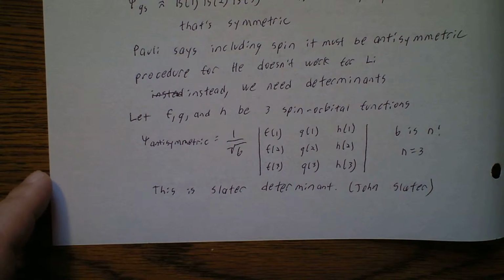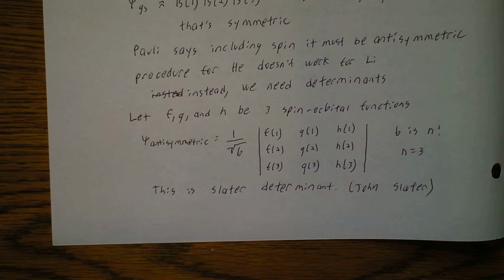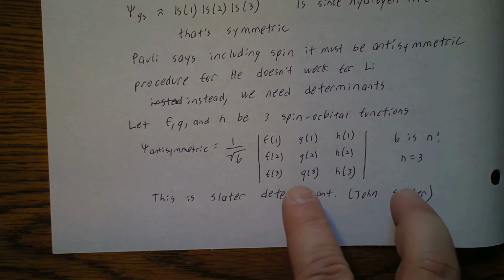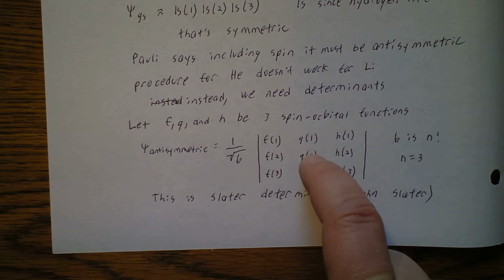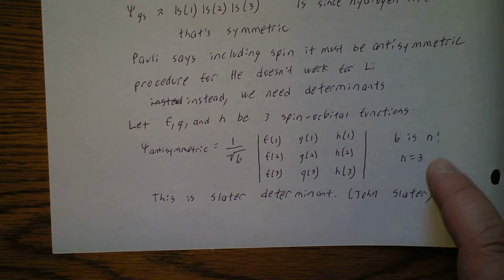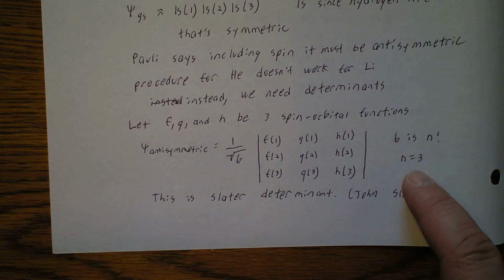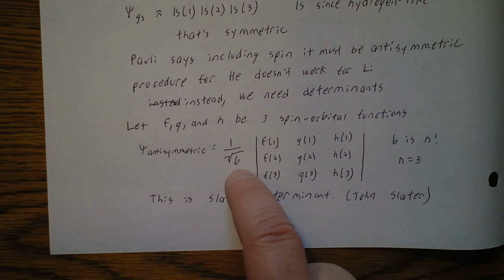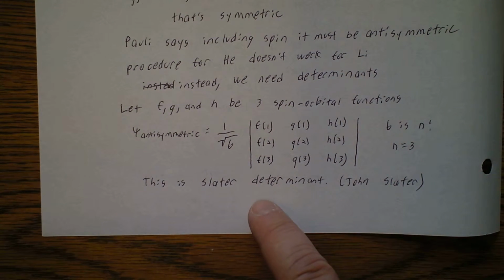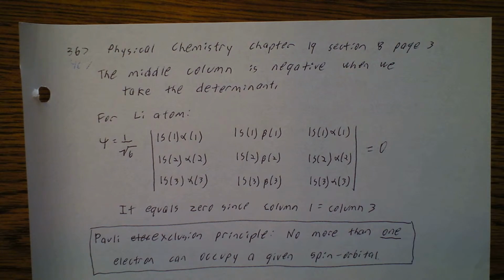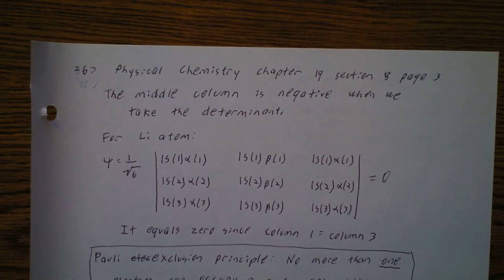So let F, G, and H be 3 spin orbital functions. So we have psi anti-symmetric is 1 over the square root of 6 times this determinant: F1, F2, F3, G1, G2, G3, H1, H2, H3. Now 6 is n factorial, so n is equal to 3. That's where the 6 comes from. So this is called a Slater determinant, named after John Slater. So the middle column is negative when we take the determinant.